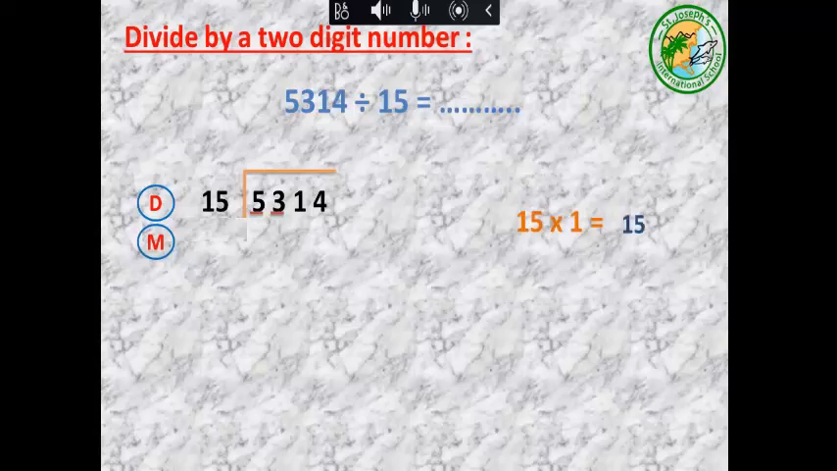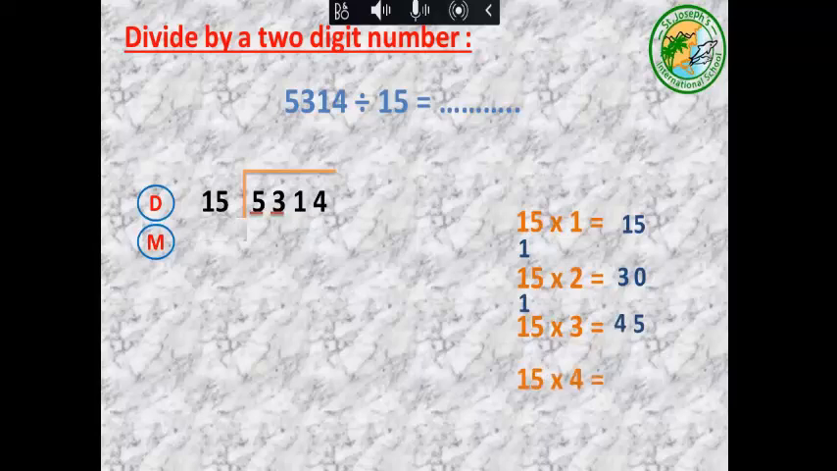15 times 1 equals 15. 15 times 2: 5 times 2 equals 10, so 0 and carry 1. 1 times 2 equals 2 and 1 equals 3. 15 times 3: 5 times 3 equals 15, so I will put 5 and carry 1. 1 times 3 equals 3 and 1 equals 4. 15 times 4: 5 times 4 equals 20, so 0 and carry 2. 1 times 4 equals 4 and 2 will be 6.